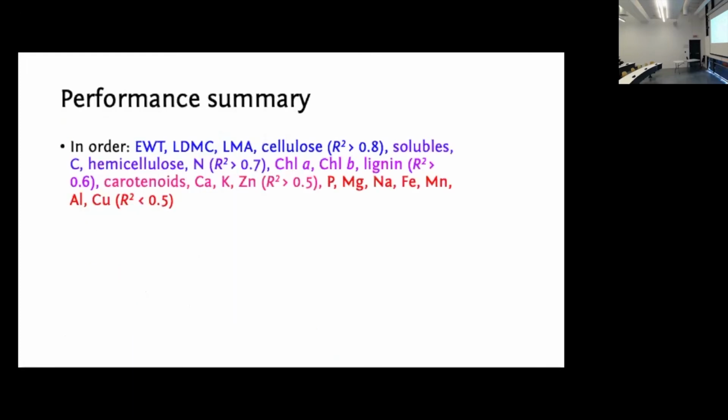So in general, we can summarize the performance of these models. For certain traits, like these structural and water-related traits, such as equivalent water thickness, dry matter content, and LMA, we get really good predictions. For other traits, like some of our carbon fractions and carbon and nitrogen, we can still get R squared above 0.7. For certain pigments and for lignin, we can also do pretty well. And then at the tail end, we have all these different elements for which our predictions are not quite as good.